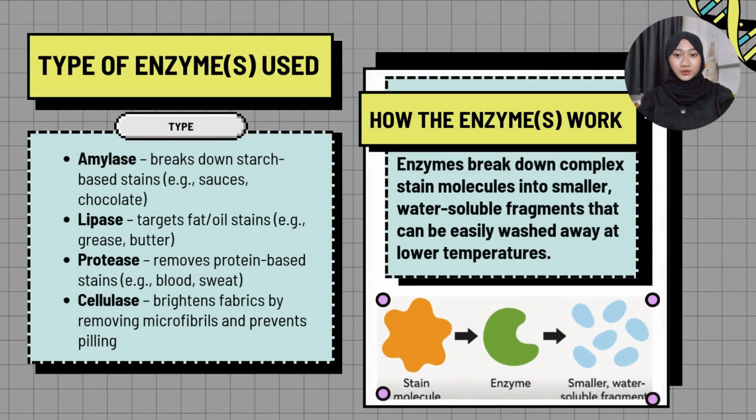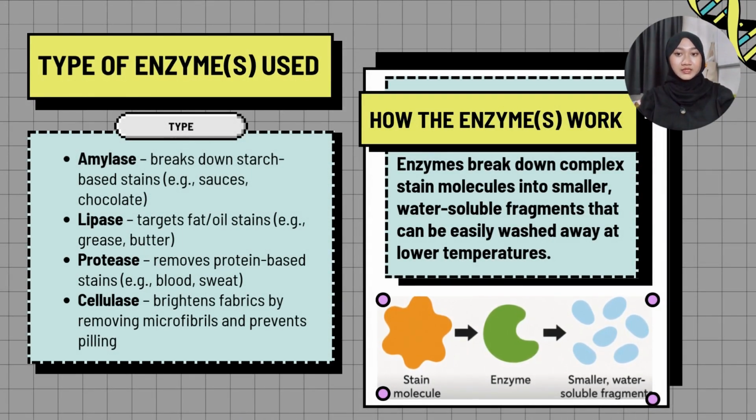Now, let's explore how enzymes improve these products. Enzymes are natural biological molecules that help break down stains, making cleaning more efficient and eco-friendly. In detergents, different enzymes serve different roles. Amylase breaks down starch-based stains like sauces or chocolate. Lipase tackles greasy or oil stains. Protease breaks down protein-based stains such as blood or sweat.